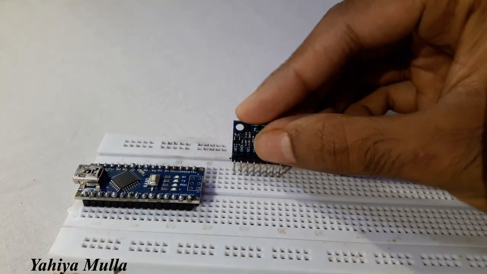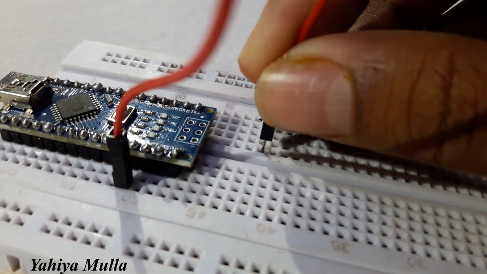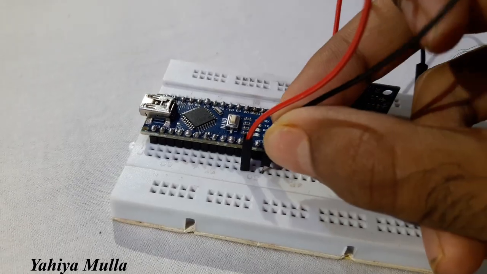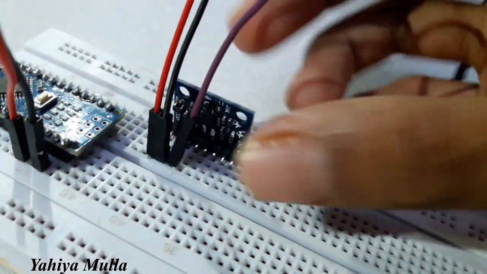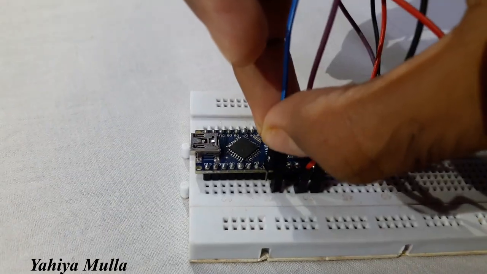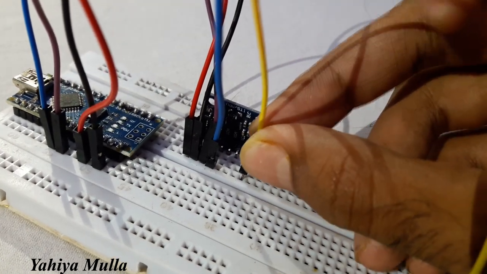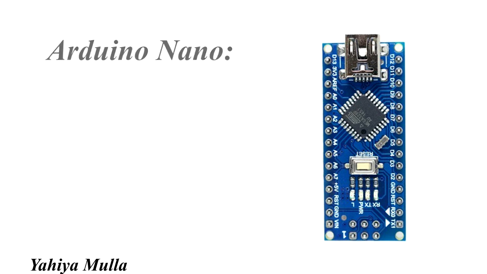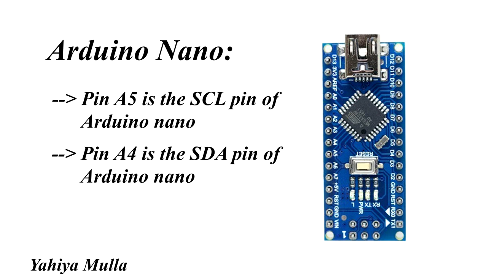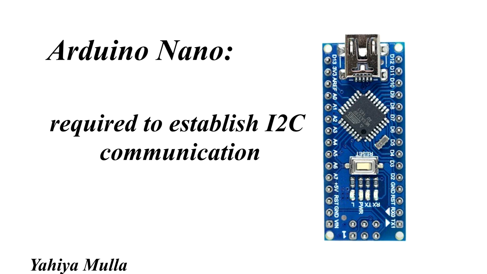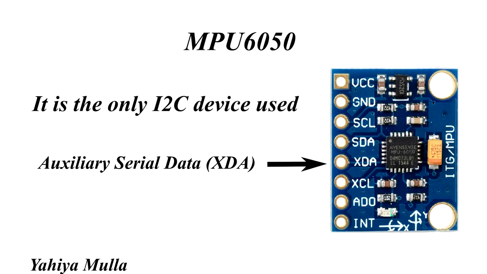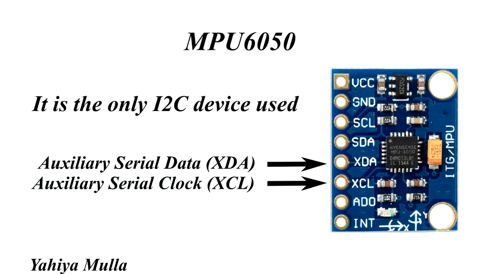We will start by hooking up MPU6050 with our Arduino. Connect VCC pin of MPU6050 to +5 volts pin of Arduino. Connect ground pin of MPU6050 to ground of Arduino. Connect SCL pin of MPU6050 to A5 pin of Arduino. Connect SDA pin of MPU6050 to A4 pin of Arduino. Connect INT pin of MPU6050 to digital pin 2 of Arduino. Remember, pin A5 is the SCL pin of Arduino Nano and pin A4 is the SDA pin of Arduino Nano, which is required to establish I2C communication. Since MPU6050 is the only I2C device used, I will not be using XDA and XCL pins of MPU6050.